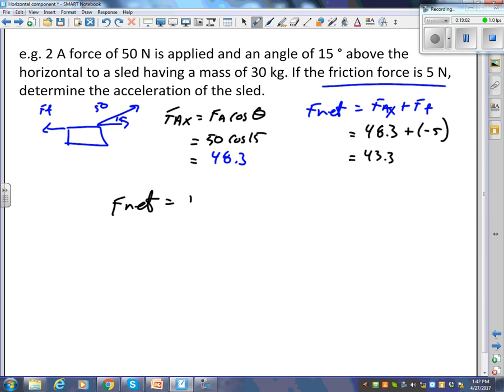That is equal to FA. So 43.3, the mass is 30. Divide both sides by 30. It's probably the way you used the calculator, maybe you just punched it in a smidge wrong. I get 1.44 meters per second squared.